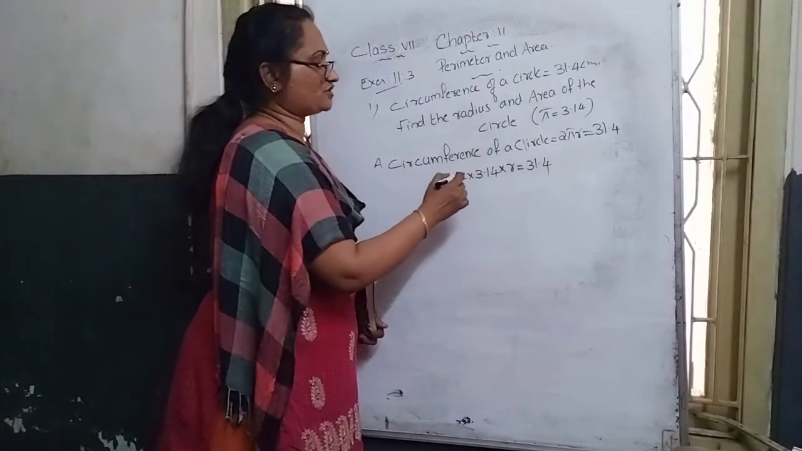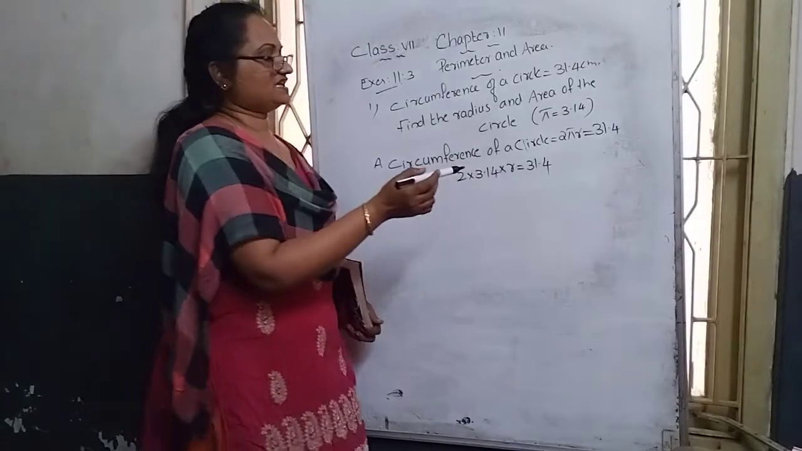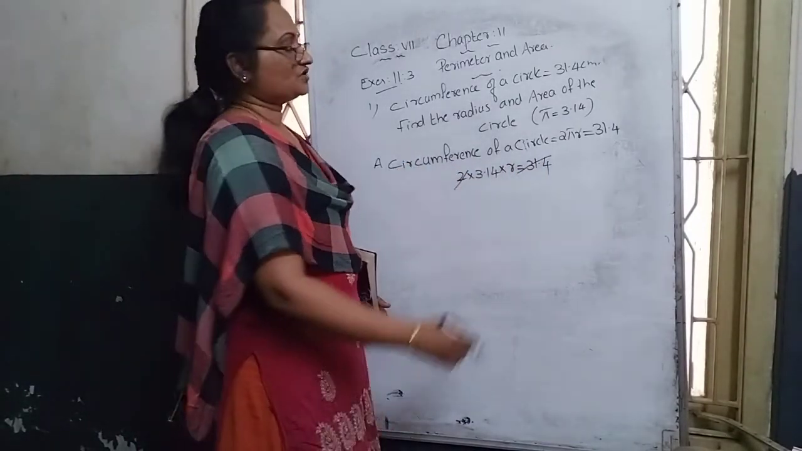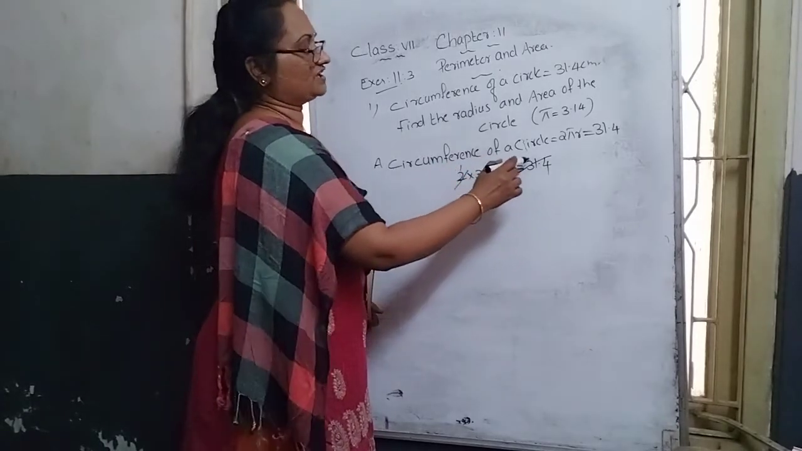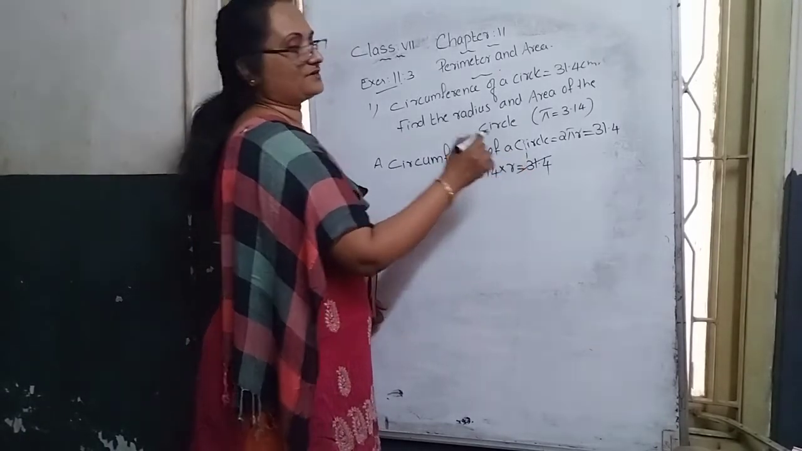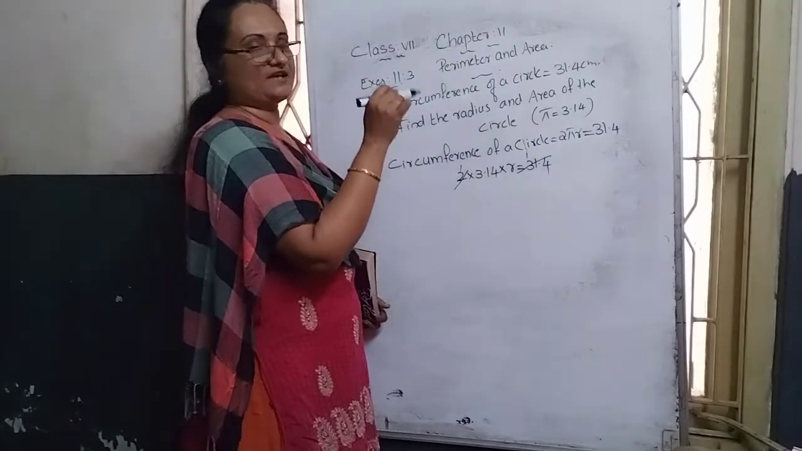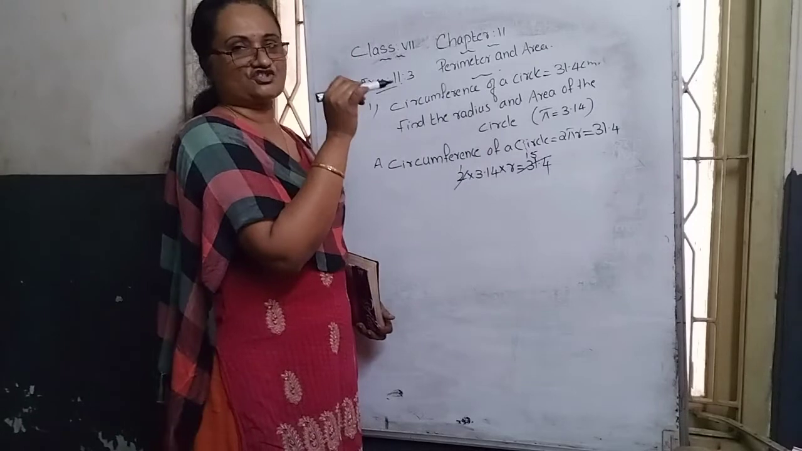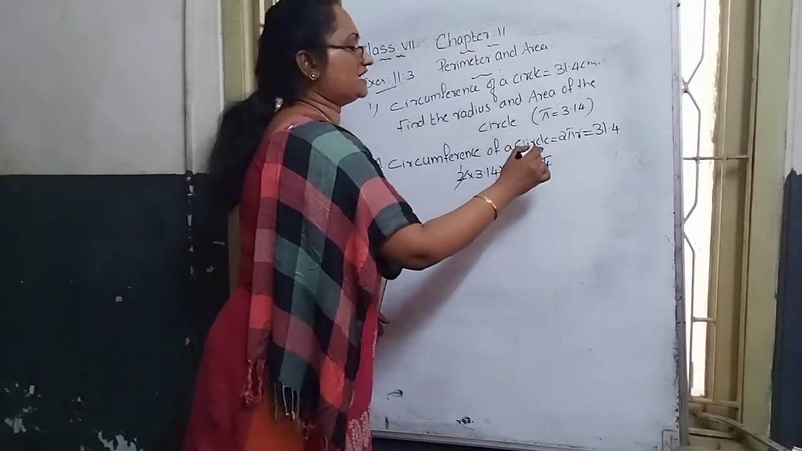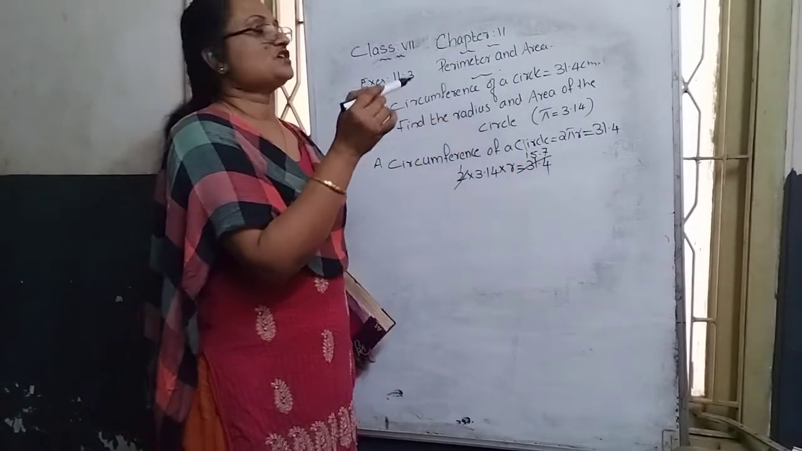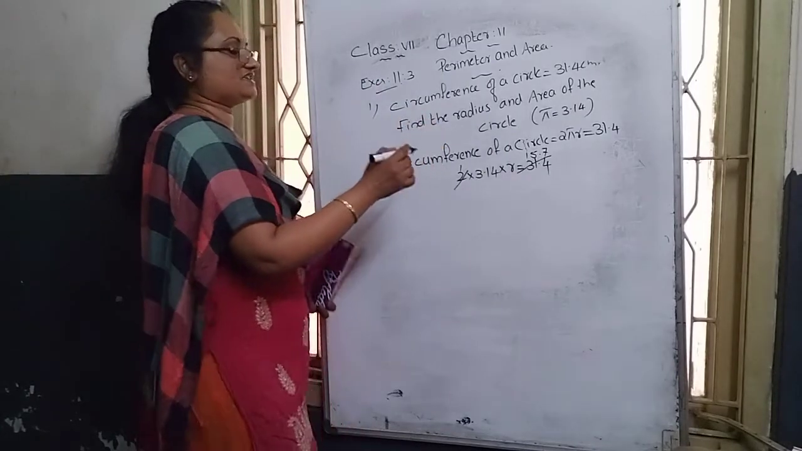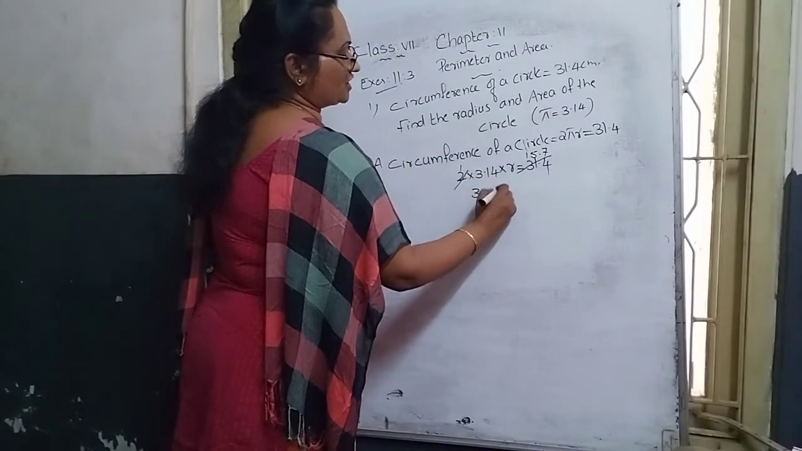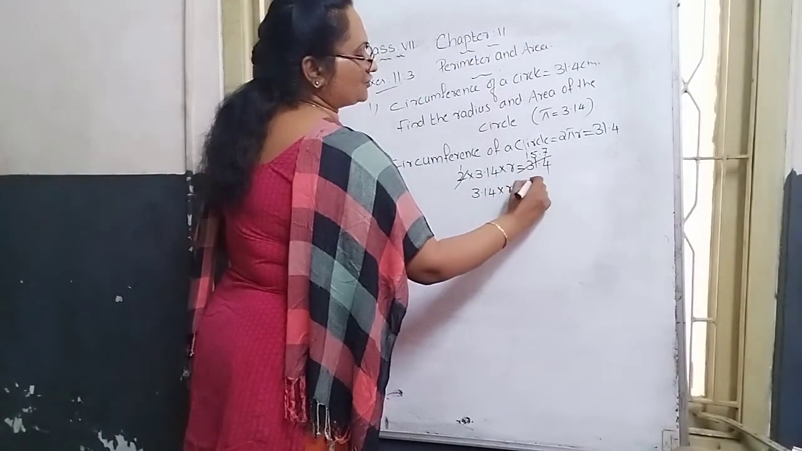Then cancellation is possible. Cancel 2 with 31.4, using the 2 table. 2 ones are 2, 3 minus 2 is 1, and next place 1 makes 11. 2 fives are 10, 11 minus 10 leaves remainder 1. 1 and 4 joined make 14, so 2 sevens are 14. Next remains 1. So 3.14 into r is equal to 15.7.